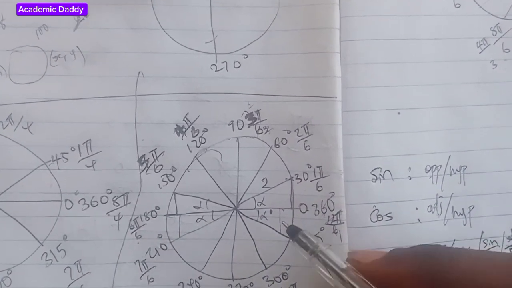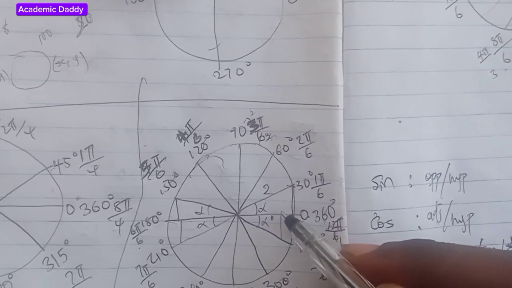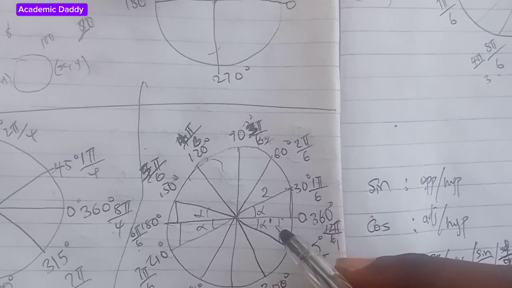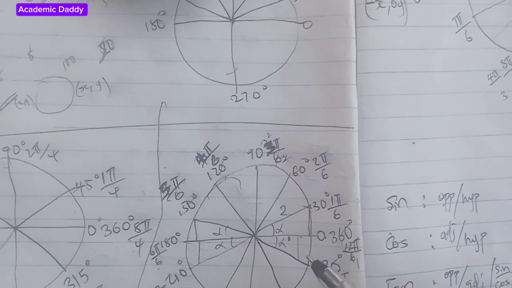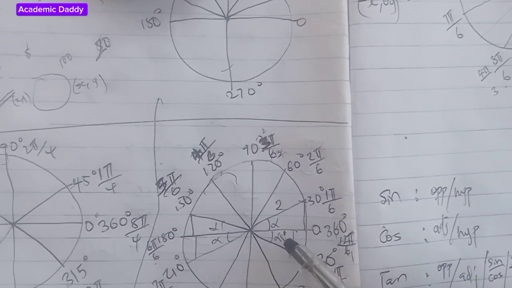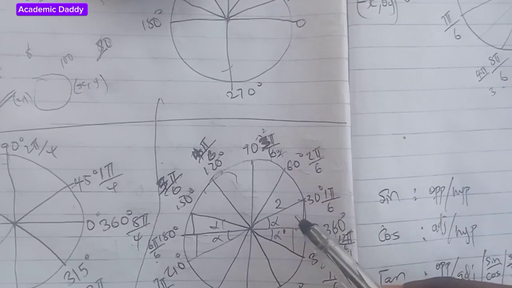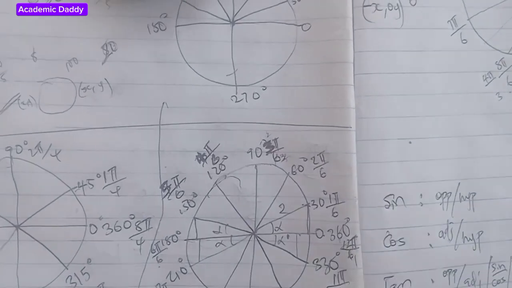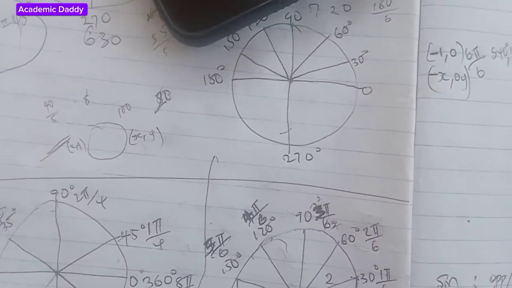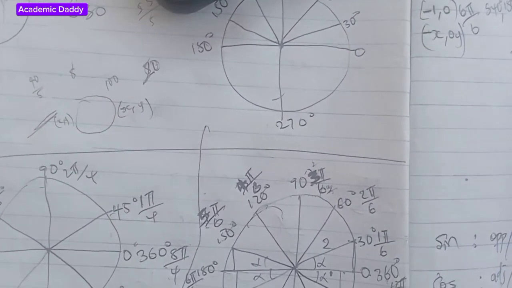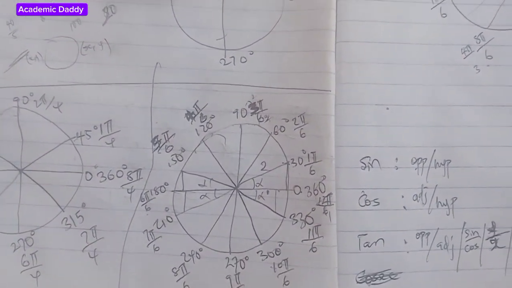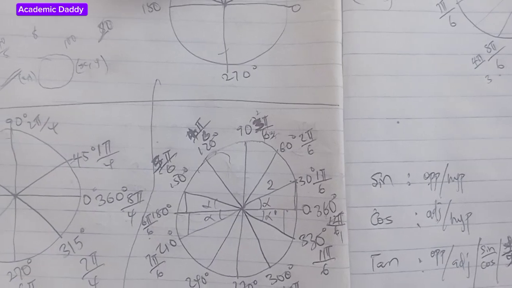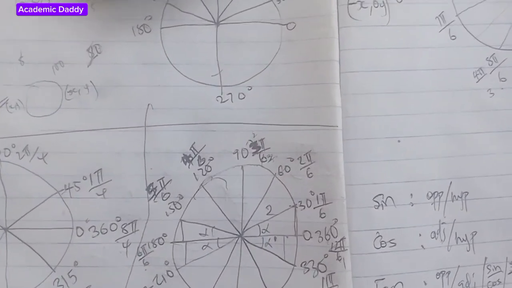So if I call this 1, you see that the opposite of this is something I don't know. So if I do opposite, that is sine 30 now, opposite over hypotenuse. So opposite over hypotenuse, sine 30 should be 1 over 2. So let's check and see that we are doing things well.